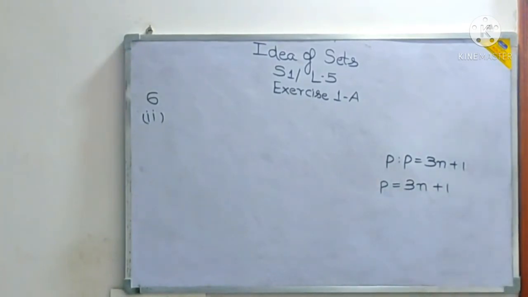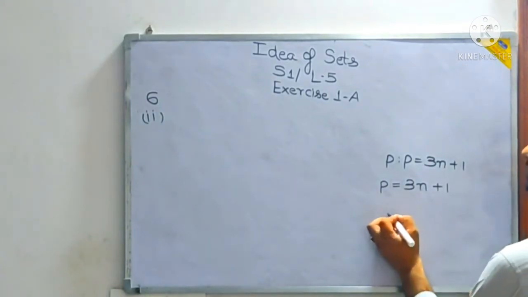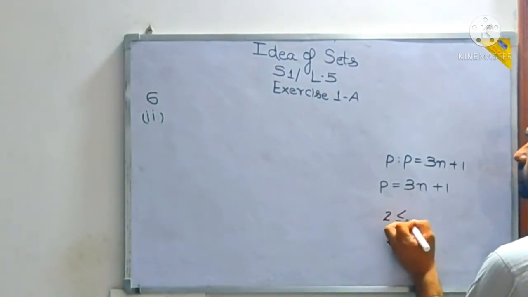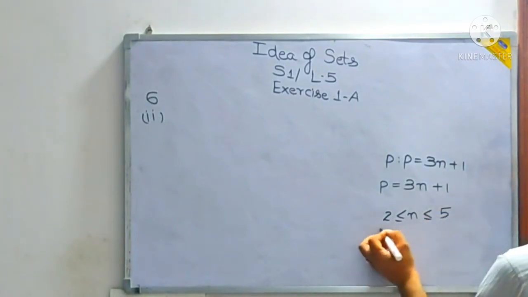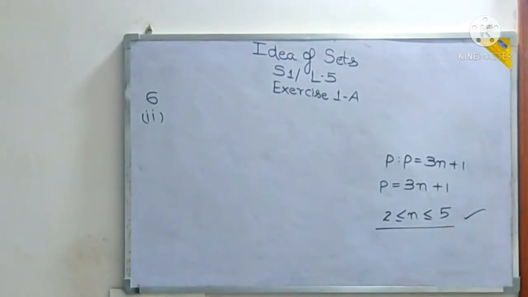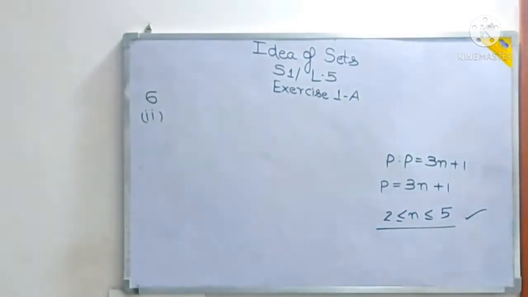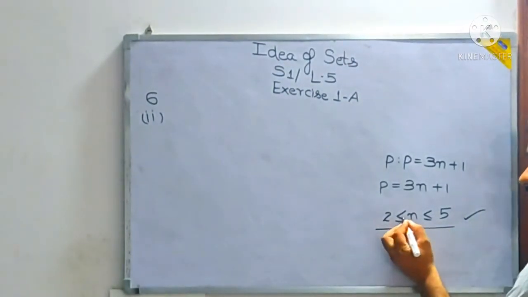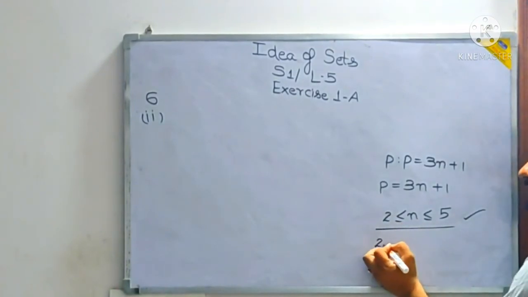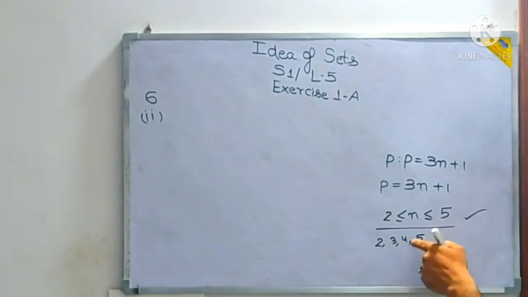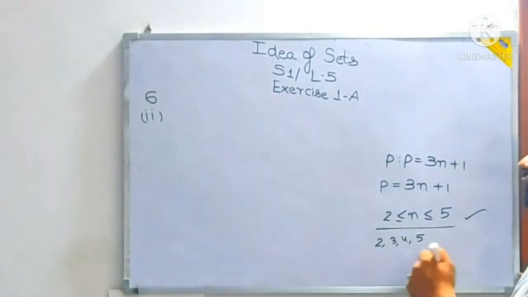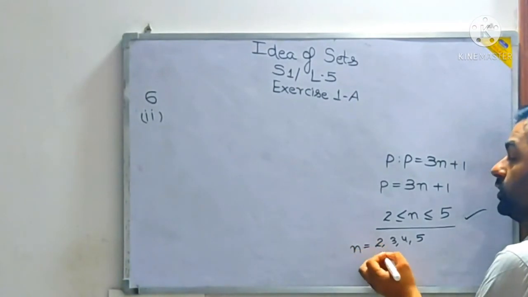Now see, as per the question, what is the limit of n given? 2 is written, less than or equal to n, and less than or equal to 5. This is basically the limit of n. That means n ranges from where to where? Greater than or equal to means 2 will also come into that limit, then 3, then 4, and then 5 also, because less than and equal to. So these all are the possible values of n.